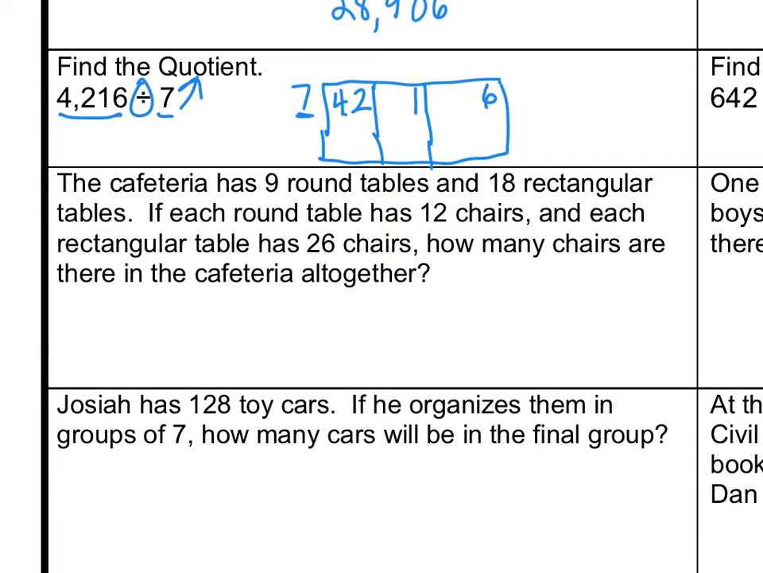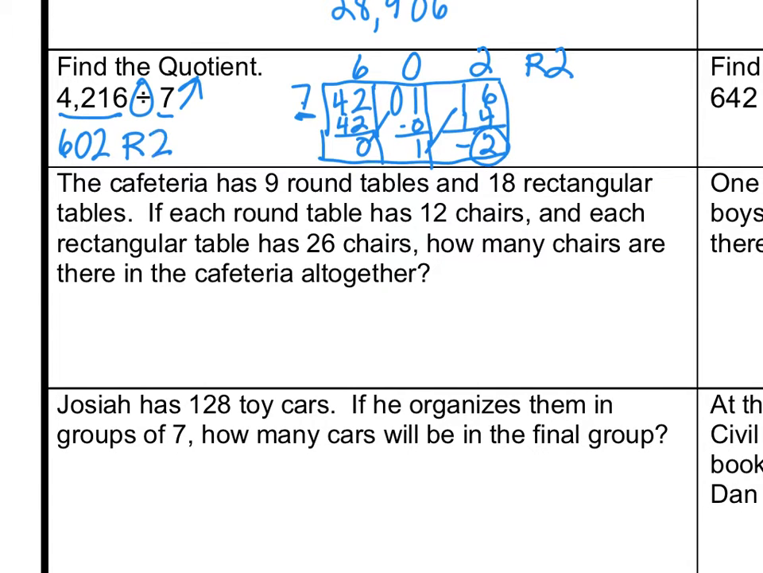And here we go. How many groups of 7 can we get out of 42? 6, because 6 times 7 is 42, with nothing left over. Now, just to be consistent, you can put it up there if you want to. How many groups of 7 can we get out of 1? Not a single group of 7. 0 times 7 is 0. Subtract, you get 1. Bring up the 1. And 7. How many groups of 7 can you get out of 16? 2. Because 2 times 7 is 14. And look, we've got this left over. It's remaining. Okay, so it's called the remainder. And you just put R and how much is remaining. So the final answer is 602 with a remainder of 2.